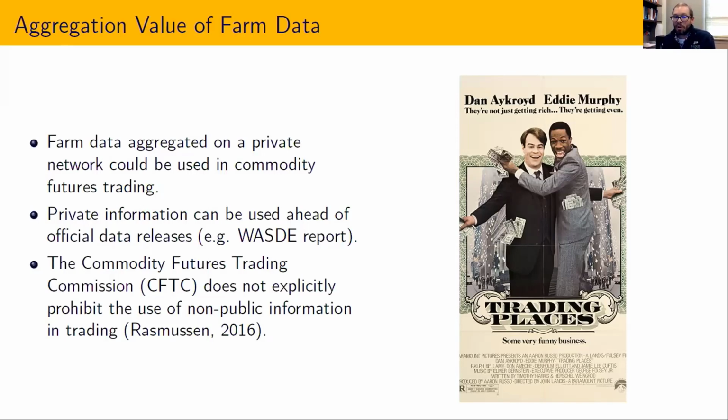There's no law that explicitly bans companies from taking remote sensing data or data from some farm data network and using that in commodity futures trading decisions. You obviously can't do that when it comes to public data, something like the WASDE report or the planting report that USDA does. But for these private networks, there's not really a law against using that. So there could be some value there, and we might see that emerge or become more common in the future.